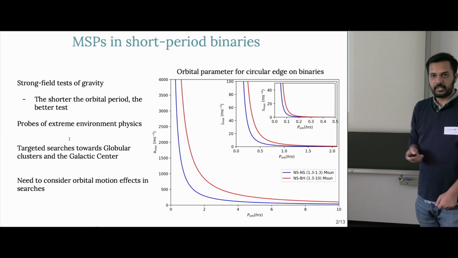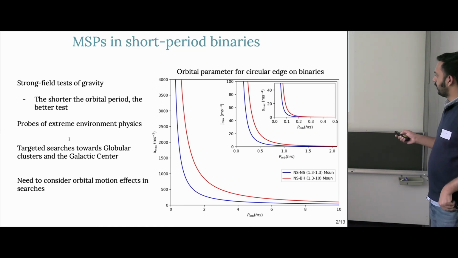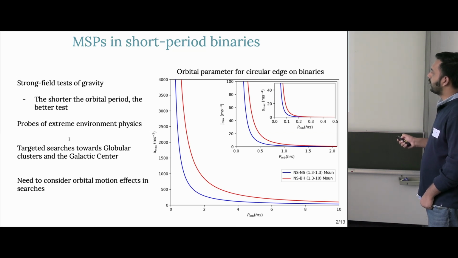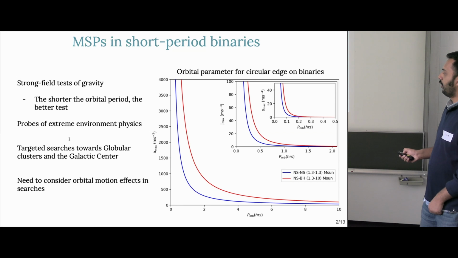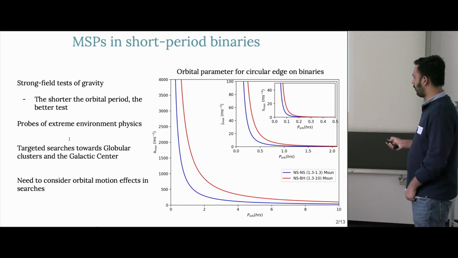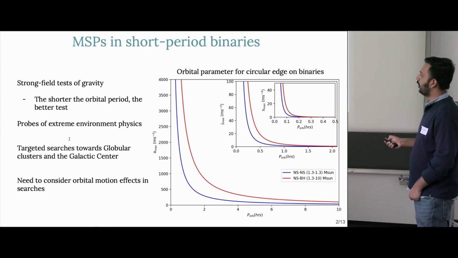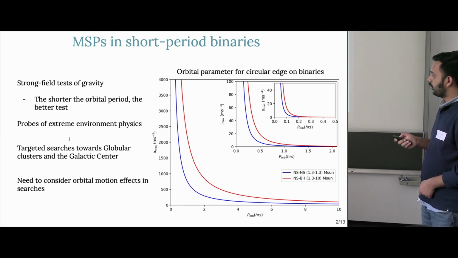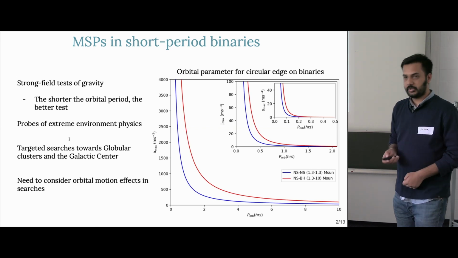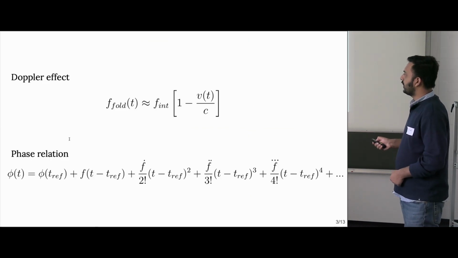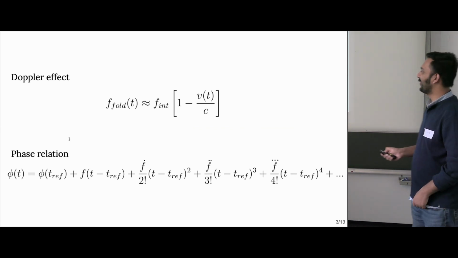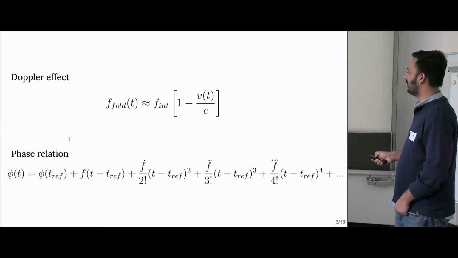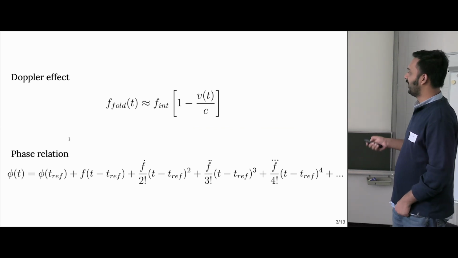you can see how the complexity increases if we want to detect tighter orbit binaries, as the parameter space increases. If we want to detect orbits with orbital period less than 2 hours, then we have to probe all these acceleration, jerk, and higher derivative terms. So we need to consider these orbital motion effects in our searches, and so these will be the only equations. We have to correct for this Doppler effect, and this phase relation equation will have extra terms.